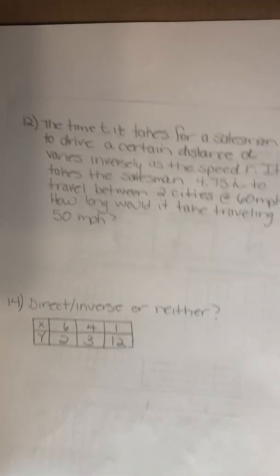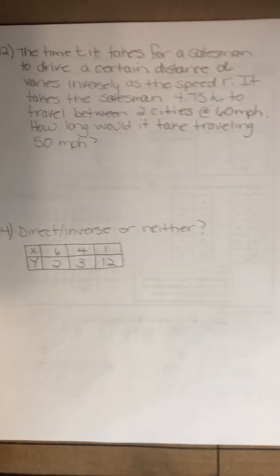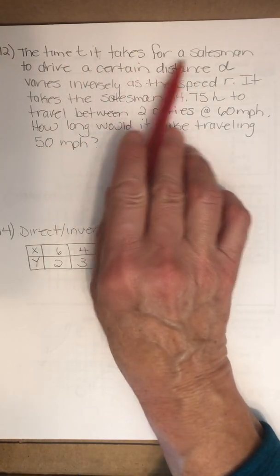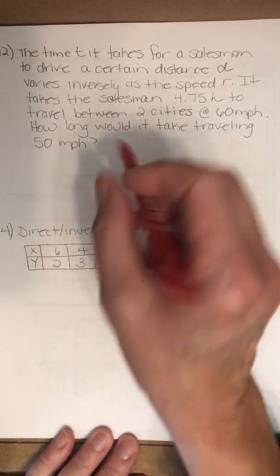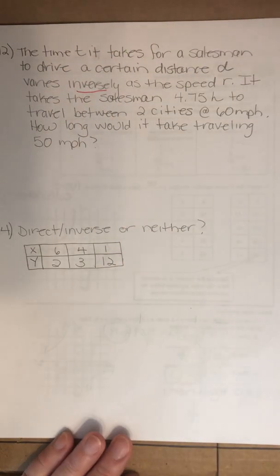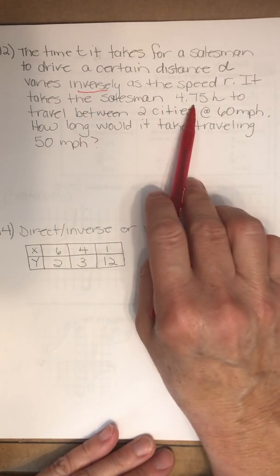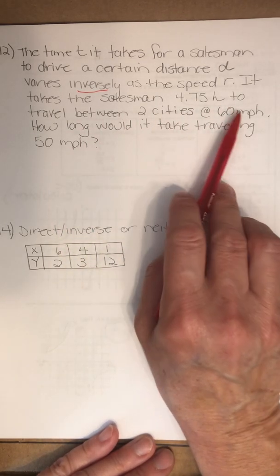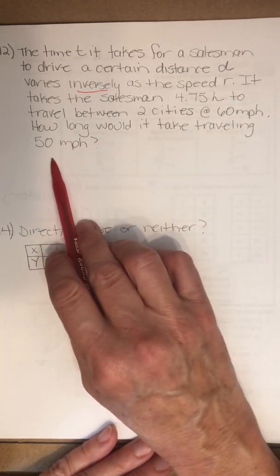So let's flip this over. You may want to pause the video and take a moment to write what I have, number 12, or you can just look in your book. The time t it takes for a salesman to drive a certain distance d varies inversely, let's underline that, as the speed r. It takes the salesman 4.75 hours to travel between 2 cities at 60 miles per hour. How long would it take traveling 50 miles per hour?